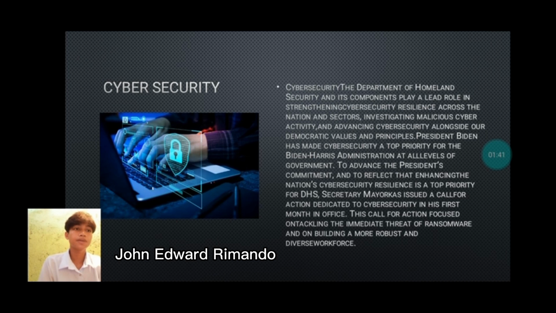Secretary Mayorkas issued a call to action dedicated to cybersecurity in his first month in office. This call to action focused on tackling the immediate threats of ransomware and building a more robust and diverse workforce.